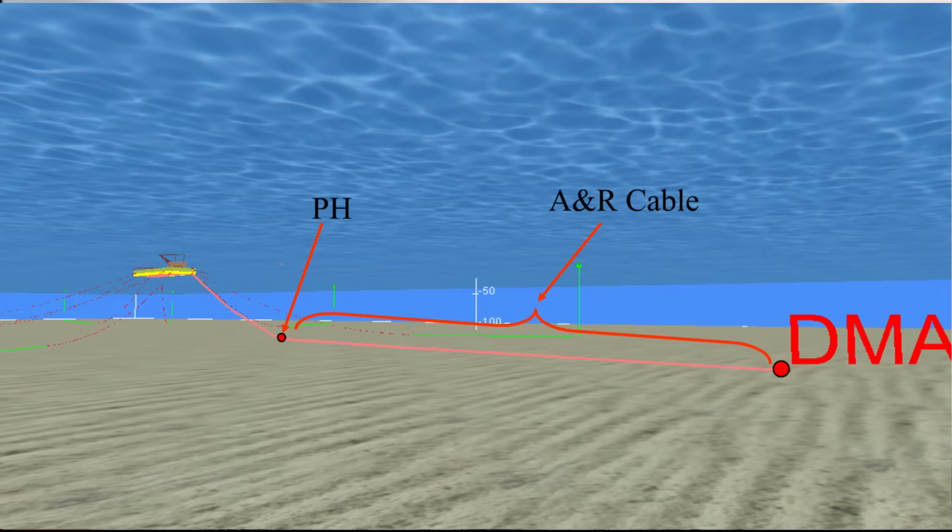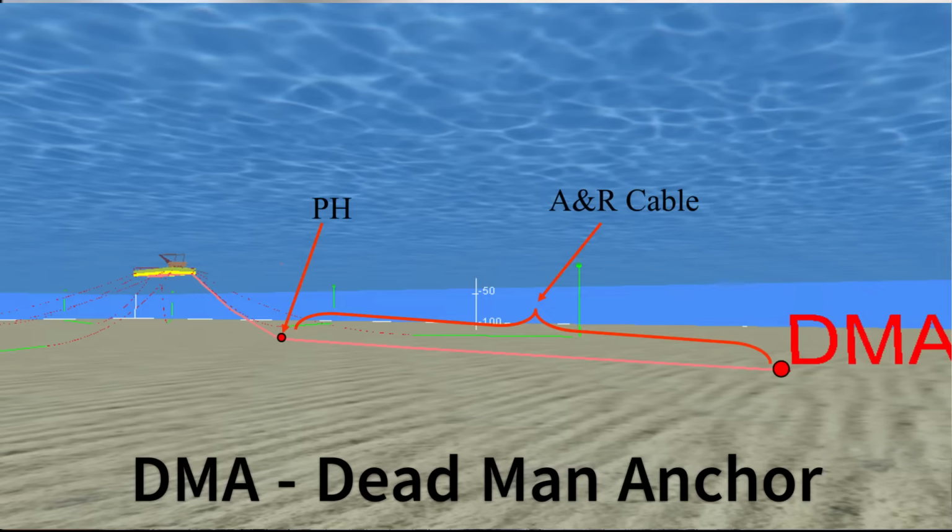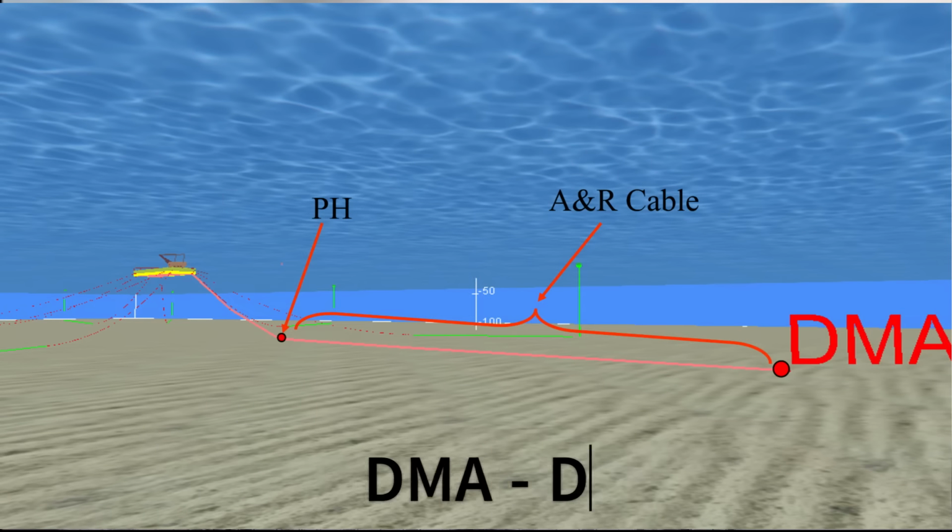The third method is the deadman anchor method. This is used when there is no platform present at the initiation of the pipeline or the platform operator does not allow for connecting a cable to the platform leg.